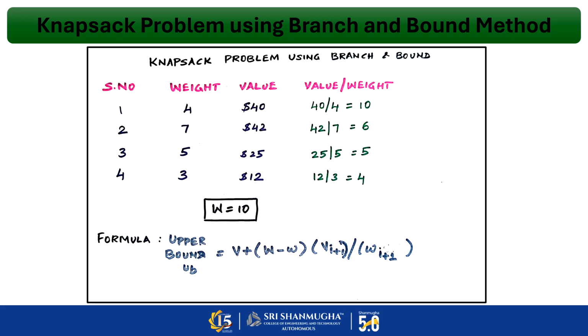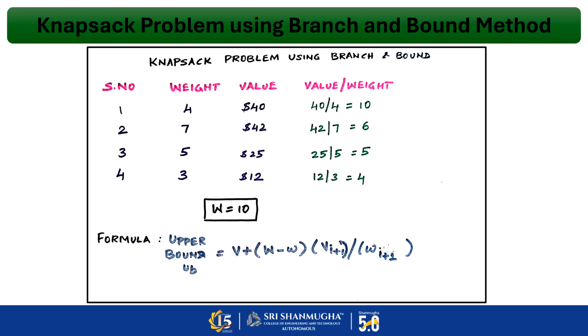Now we have to find the value of the last column, that is the empty column, value by weight. That means we have to divide the third column by the second column. After that, we have to apply the upper bound formula for knapsack. The formula is: upper bound equals value, that is the given value, plus capital W. What is capital W? That is the total weight. It is given as 10.